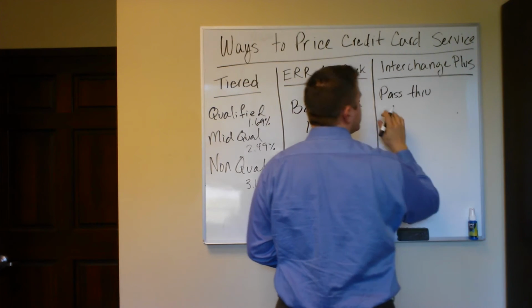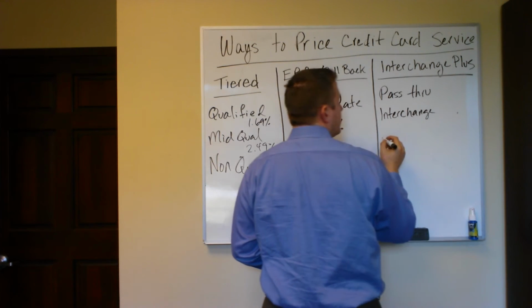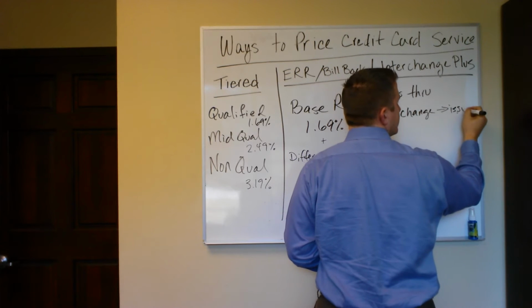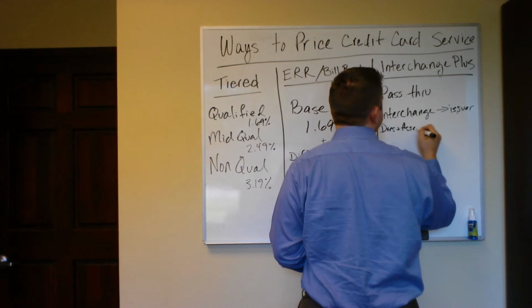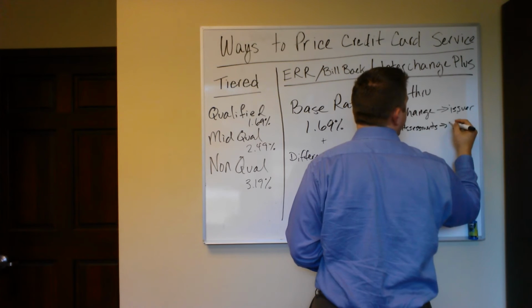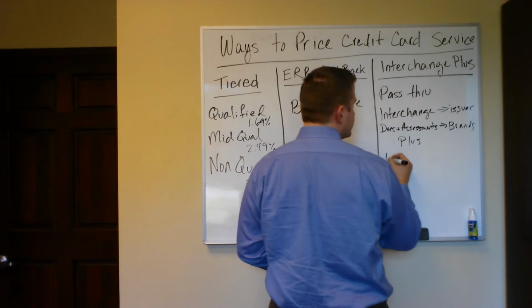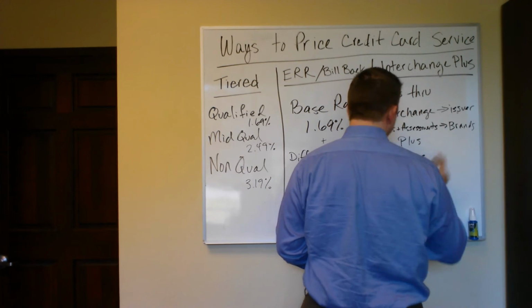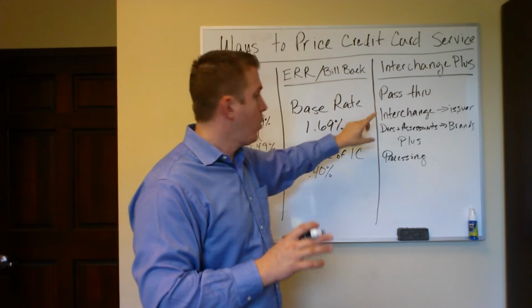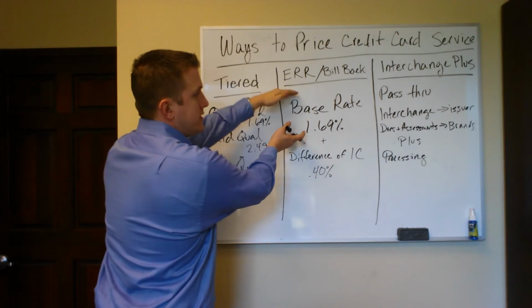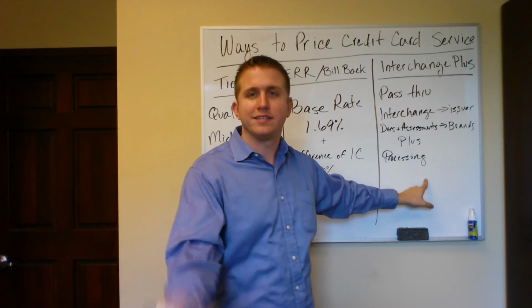Okay? And what it means is they're going to pass through the interchange, because interchange comes from the issuing bank. And they're also going to charge you dues and assessments, and this comes from the card brands. And then on top of that, plus, they're going to charge you the processing. So they'll charge you, call it 40 basis points, 0.4%, whatever, above this. So they'll pass through what would normally be bundled into this or normally bundled into this. They'll pass through those amounts, and then you're going to have the processing cost on top of that.